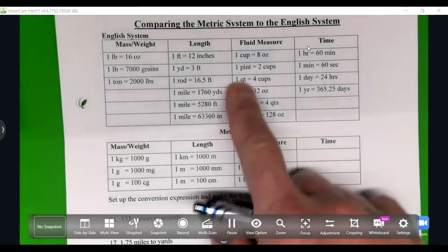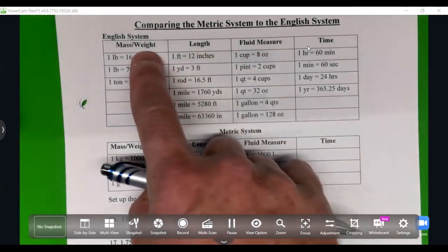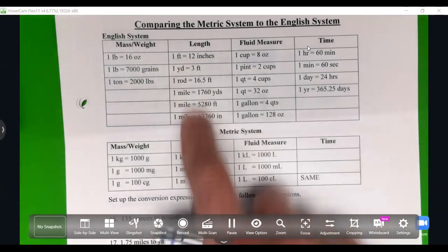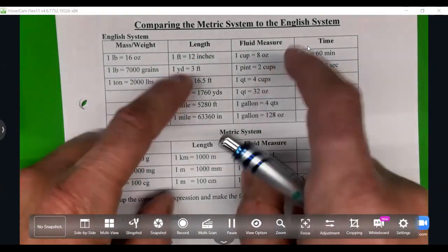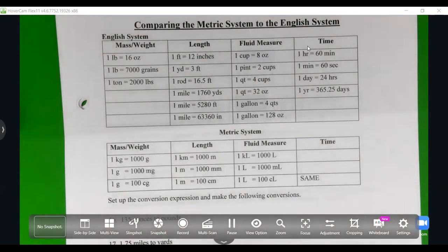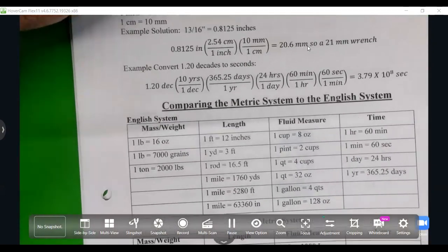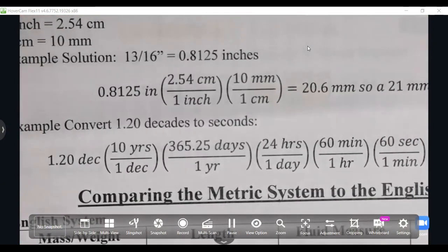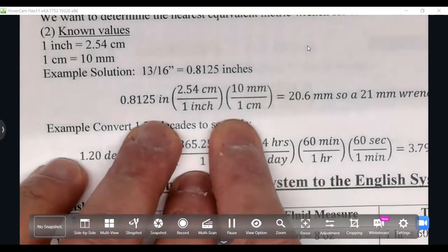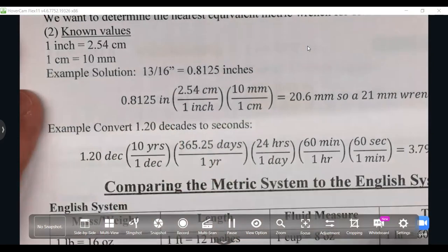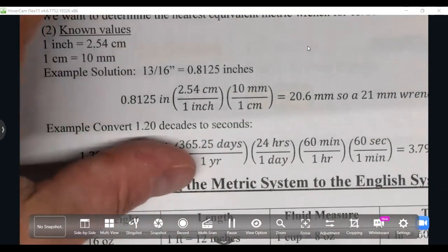Look at this. All right, look at how great a system we have here. So we have to convert differently because we can't just move the decimal. And to do that conversion, we should be canceling units. So here's an example. And it works like this.